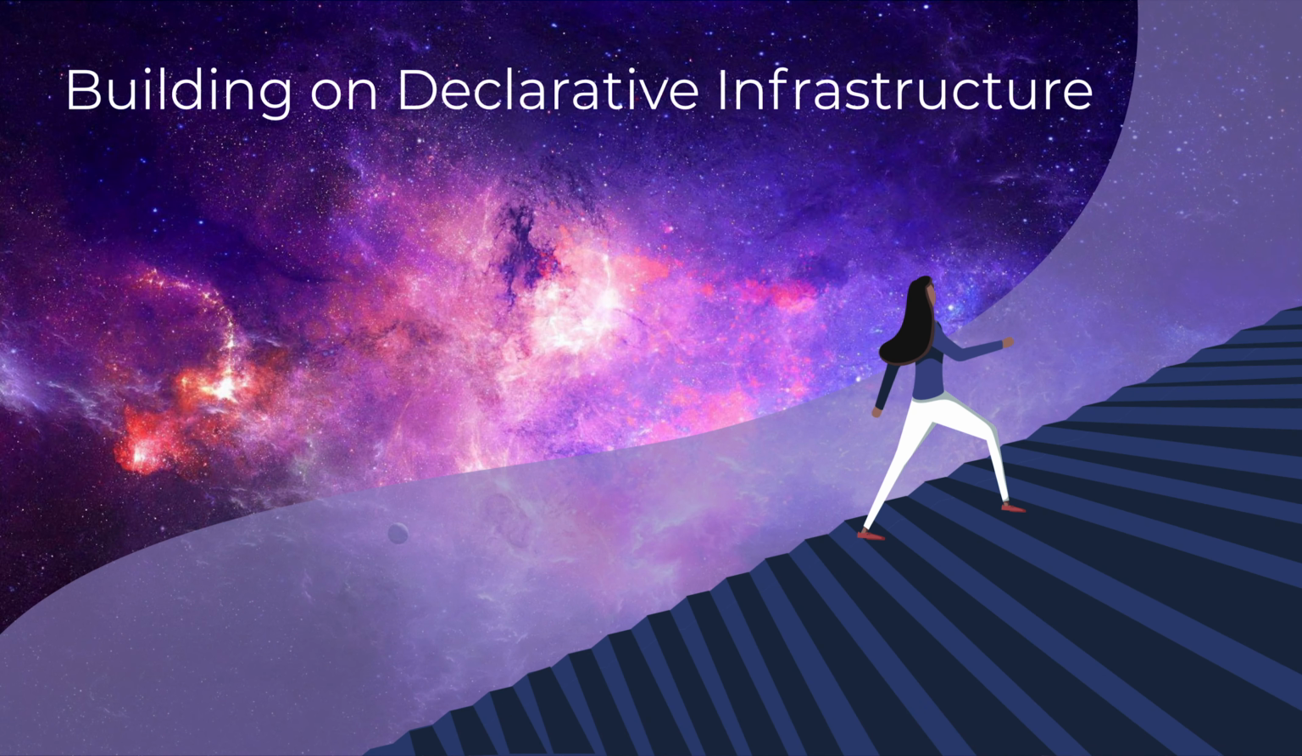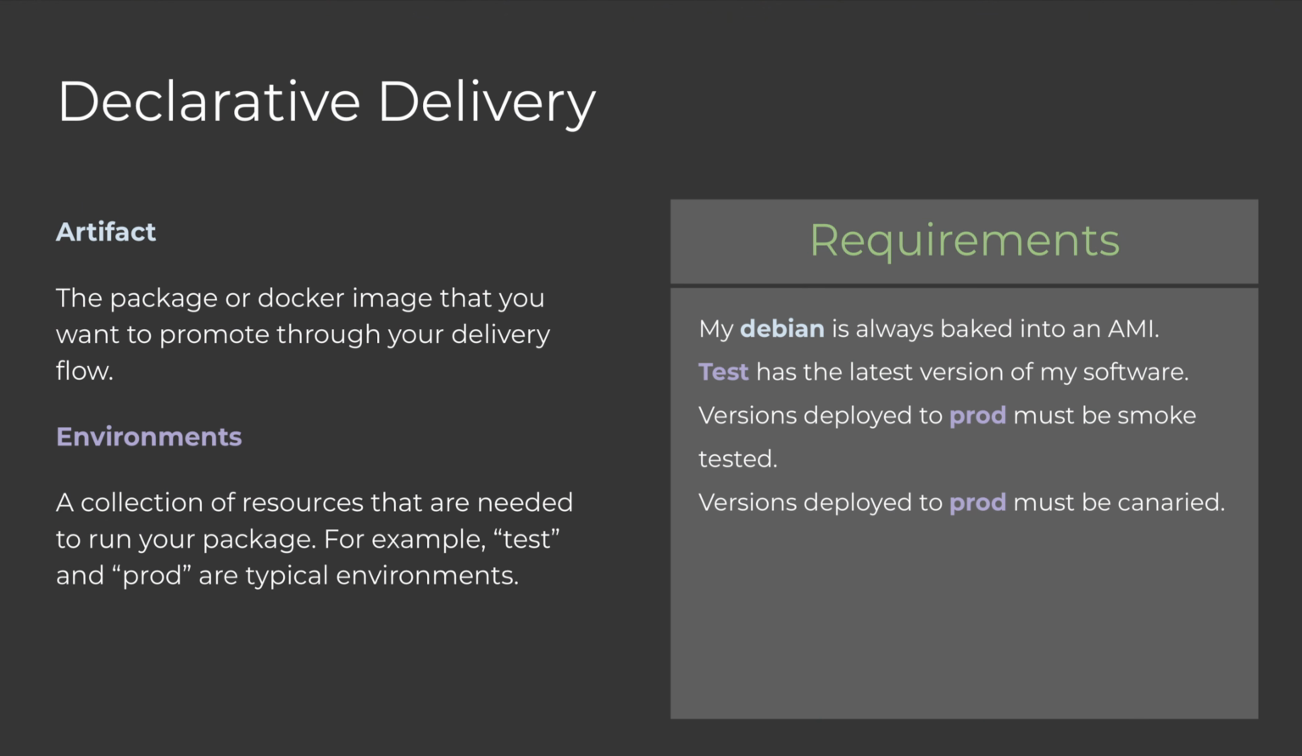All right, so we've talked about declarative infrastructure, which is the foundation of all of this. Now we'll talk about building on top of that. The next piece that ties this together is declarative delivery. We have two concepts we're pulling out from our experience as first-level citizens that people care about. The first is artifacts, and that is right now the package or Docker image that you want to promote through your delivery flow.